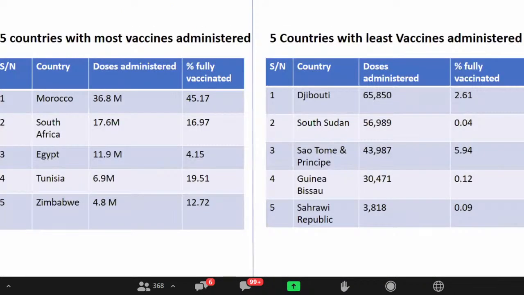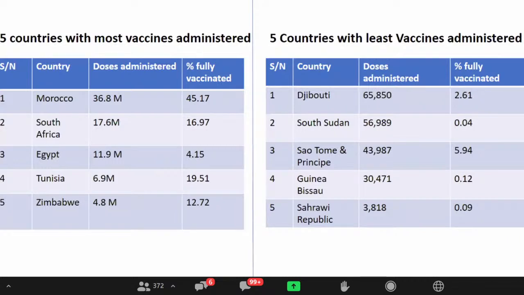So I just wanted to point out, this is not to call out any country, but just to show the countries that have used the most vaccines and the ones that have used the least vaccines administered, and also looking at their percentage of fully vaccinated. So for the top 5, we have Morocco, South Africa, Egypt, Tunisia, and Zimbabwe. And you can see the quantities that have been used in these countries. And this gives you a picture of what is being used in the rest of the countries.